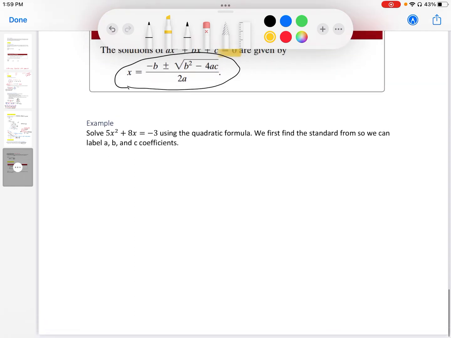So I have an example for you here. It's asking us to solve 5x squared plus 8x equals -3 using the quadratic formula. We first find the standard form so we can label a, b, and c coefficients. Meaning, let's go ahead and make sure it's set equal to 0. So we have 5x squared plus 8x equals -3. Let's move 3 by adding 3 to both sides. We have 5x squared plus 8x plus 3 equals 0.